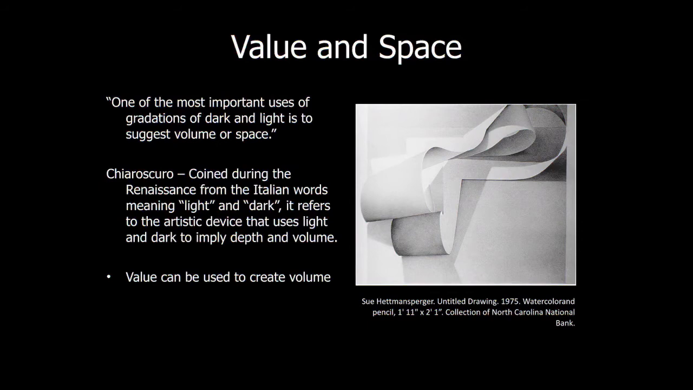volume or space. So the artist uses value to create a more believable space. And this is an example of chiaroscuro. Chiaroscuro, coined during the Renaissance from the Italian words meaning light and dark, refers to the artistic device that uses light and dark to imply depth and volume. Value can be used to create volume. So if you see a work of art that is darks and lights, we like to call that a chiaroscuro style of work.